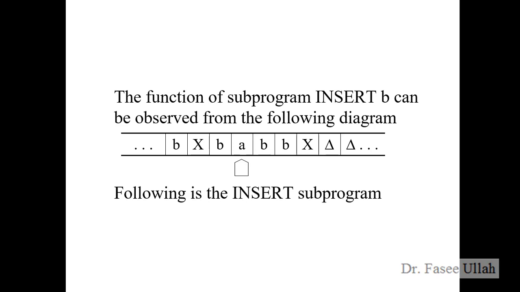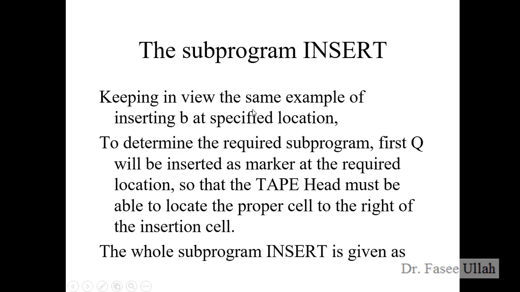So following in the next slide, we have the explanation regarding this, how we did such activity, keeping in view the same example of inserting B at a specific location. To determine the required subprogram, first Q will be inserted at the mark. That is a very important point. For such insertion, we first need to mark that location, and for marking that location, we will use the Q.